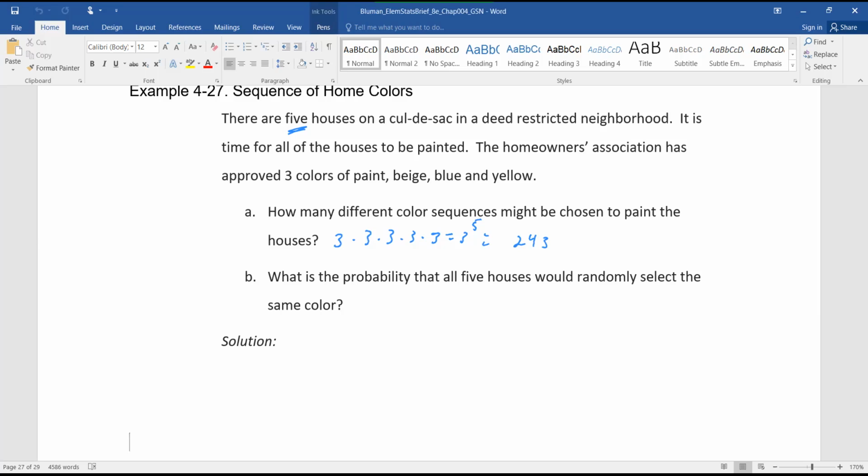Does order matter here? No, it's random. So basically, let's see. They have 3 options. They're only going to choose one. So I feel like our N would be 3 and our R would be 1.